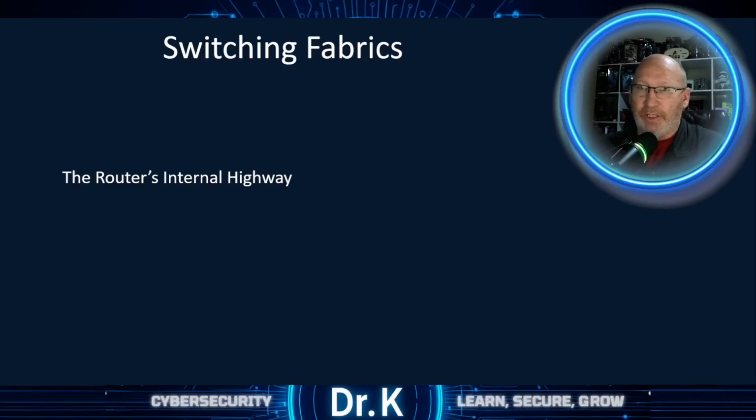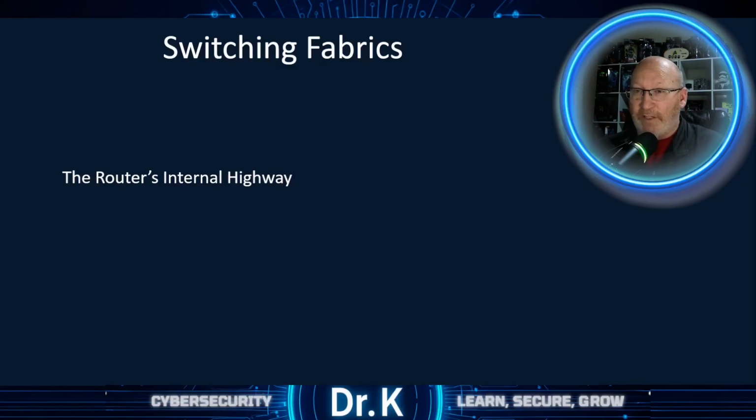Last module, we cracked open the router and we realized that the internal structure of the router actually matters, and we call that structure the switching fabric. This is the internal highway piece of that router. This is what separates the small router from the carrier-grade enterprise-level monster that we might see in something like Amazon or IBM or even Microsoft.